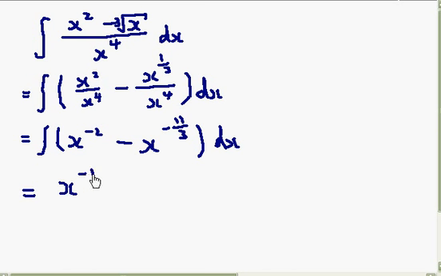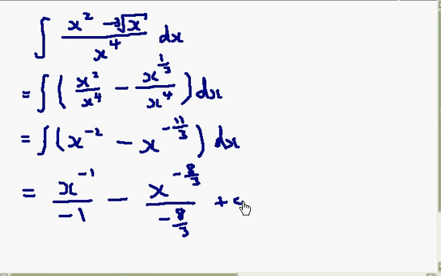which we can now integrate. So I add 1 to the power, divide by the new power, and then I add 1 to the power, so I get minus 8/3, and divide by the new power, plus c. So simplifying this, I get minus x to the minus 1 plus 3/8 x to the minus 8/3 plus c.